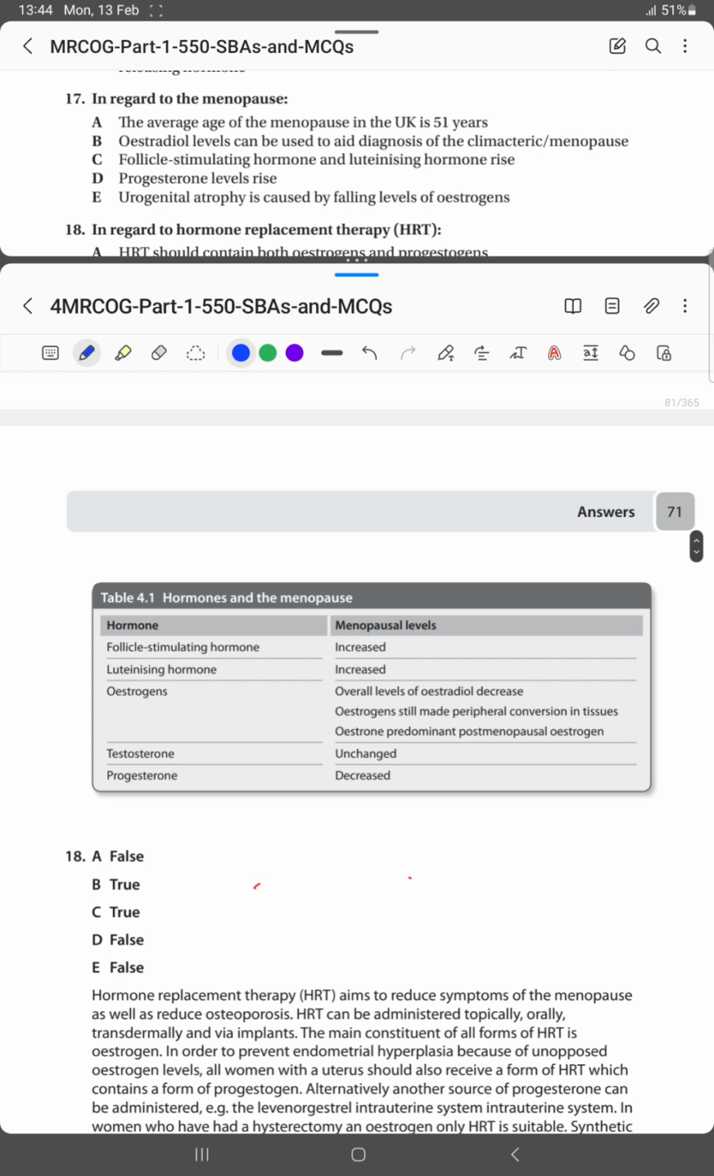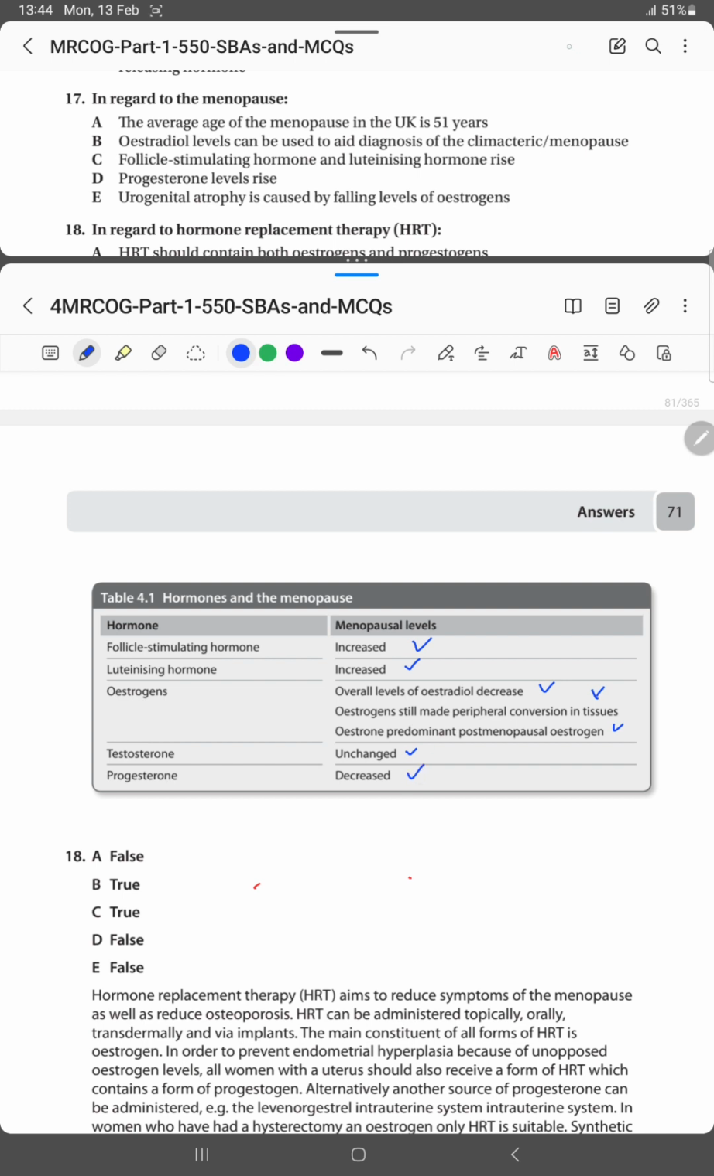These are the hormones of the menopause. FSH is raised. Luteinizing hormone will also be raised. Overall the level of estradiol decreases, but estrogen is still made peripherally by conversion in the tissues. Estrone is the predominant postmenopausal estrogen, and testosterone will remain unchanged.